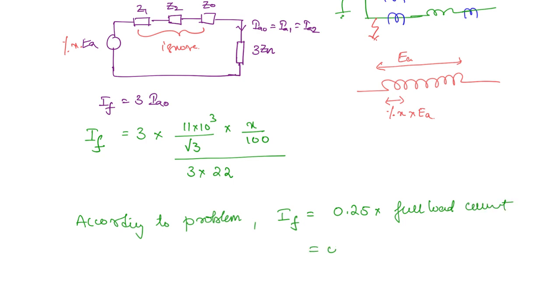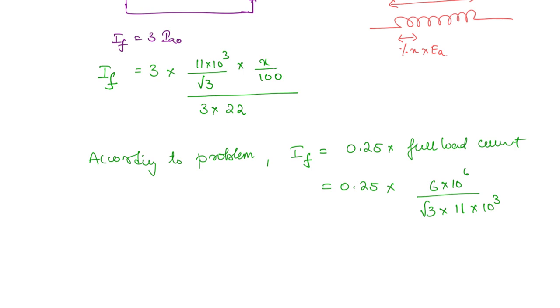Okay, so this is going to be 0.25 into full load current. How do we find it? From the rated values. It is given as 6 MVA and 11 kilovolt. So 6 into 10 to the power 6 divided by root 3 times 11 kilovolt. This is for a 3-phase system: we have MVA by root 3 times the voltage. So now if you equate this and this, then you can find out X, right?